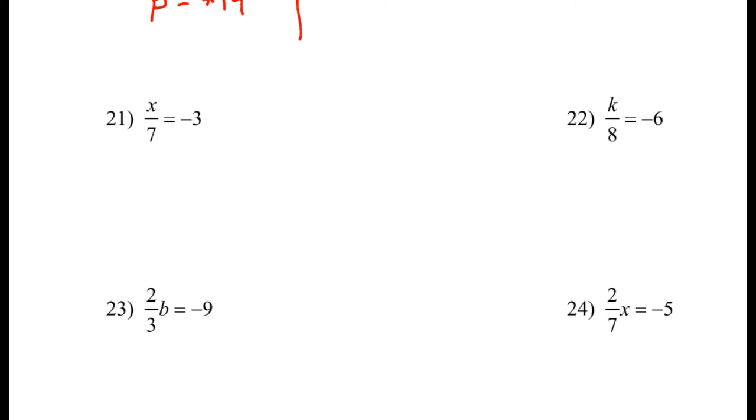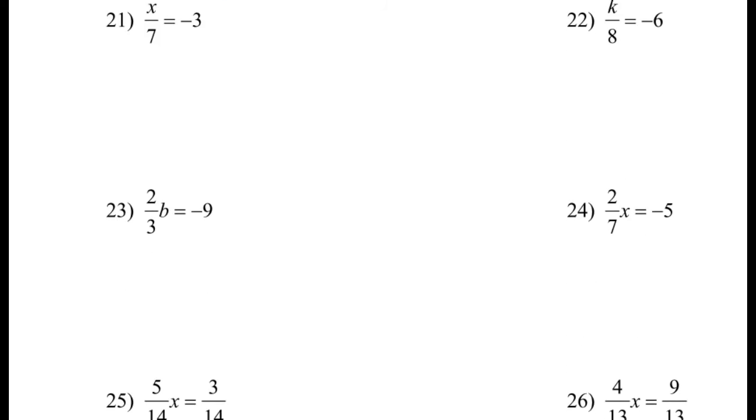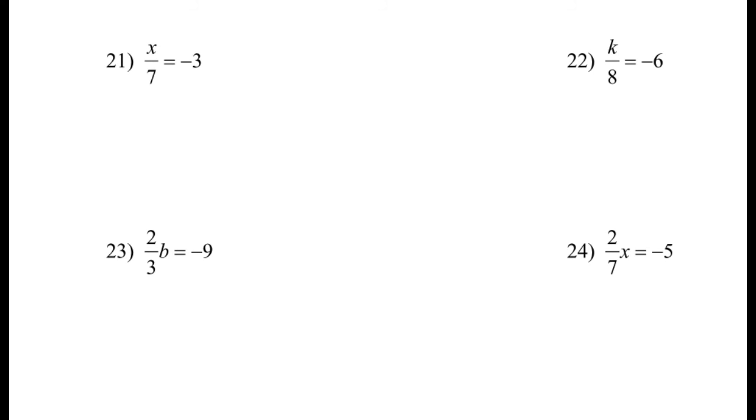When you get to the last few, just make sure you use the reciprocal when you're solving. You can use the reciprocal on all these. Multiply both sides by 7 over 1. Multiply both sides by 3 over 2. When you do that, make sure the 3 is on top, 2 is on the bottom. Multiply both sides by 8 over 1. 8 is on top, 1 is on the bottom.